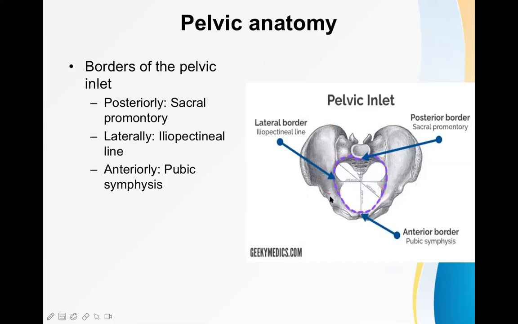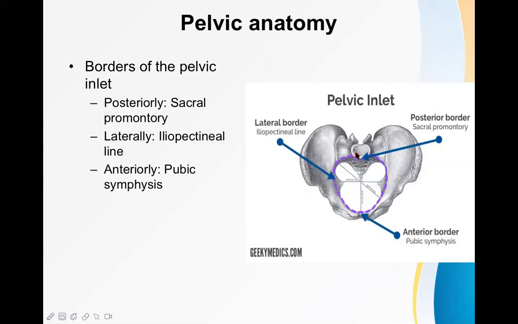This is called pelvic inlet. Now, what is the anterior border of the pelvis? Pubic symphysis. You can clearly see here. Pubic symphysis.